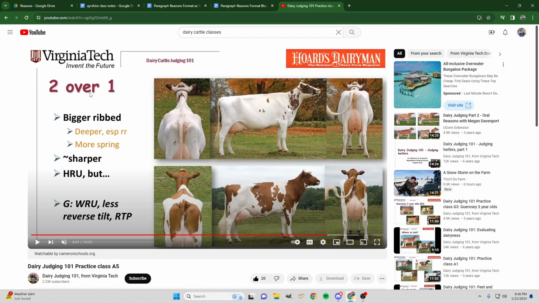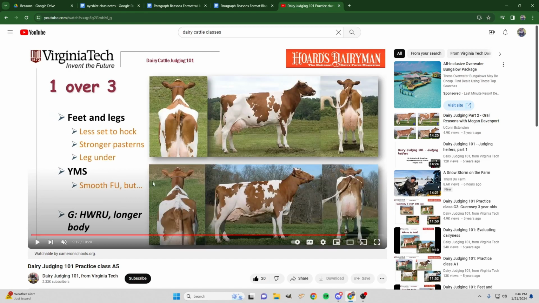They said when we talk about 2 over 1, 2 was the bigger ribbed. Completely agree there. Deeper and more spring. She was sharper in her top line. I can see that. Being the bigger framed cow, she definitely holds up in terms of sharpness. Let's look at the middle pair here. 1 over 3, this is where I think it gets closer.